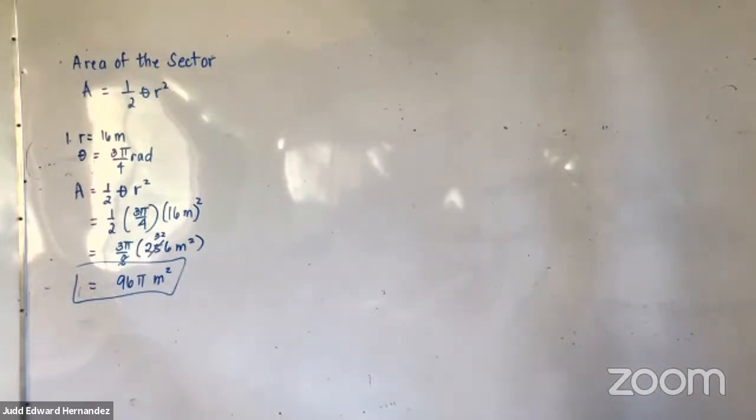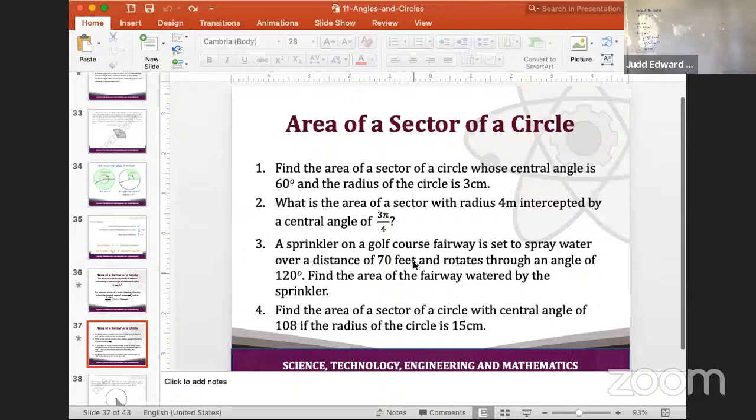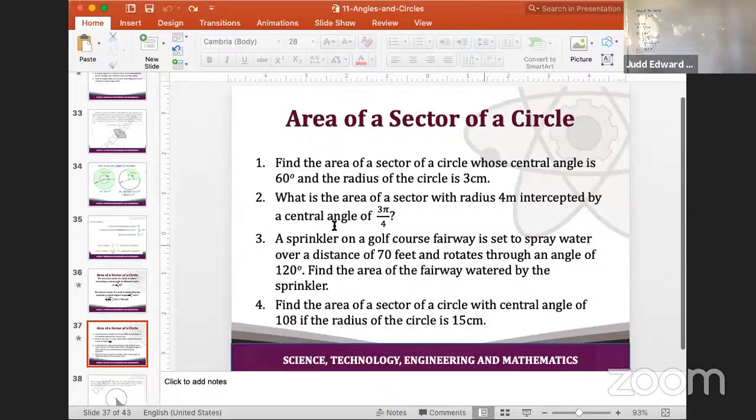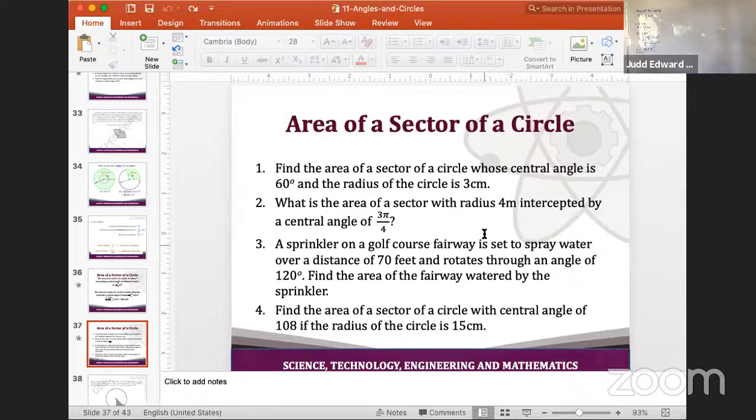Okay, questions po? Okay, so please try answering this one. I'll be giving you 5 minutes to answer these 4 questions. Again, the formula is area is equal to 1/2 theta r squared, wherein theta should be given in radians and not in degrees.